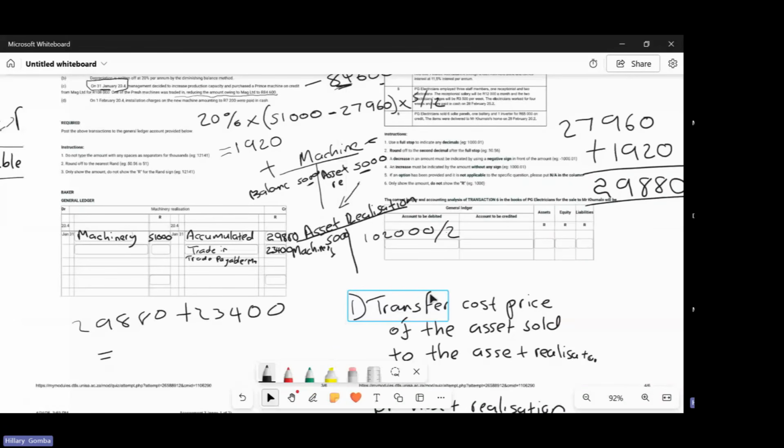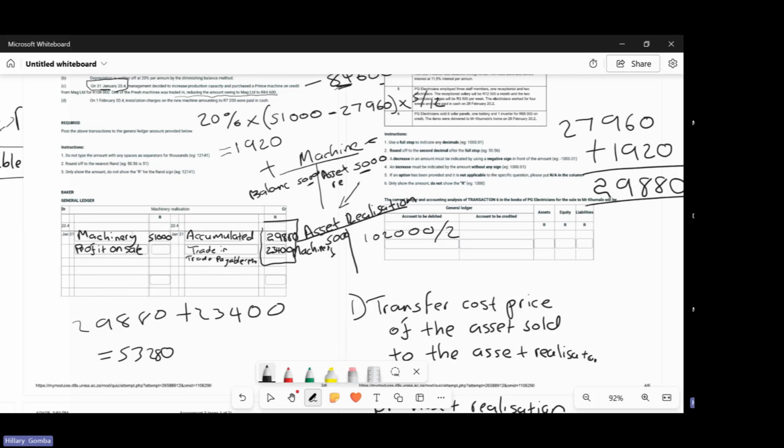We are now adding this side, the credit side, because we need to find out which side is more than the other. Which side is more than the other? 53,280. Okay. So which means the credit side is more than the debit, right? So which means if the credit side is more than the debit, we have made a profit. So that's when it becomes a profit on sale of asset.